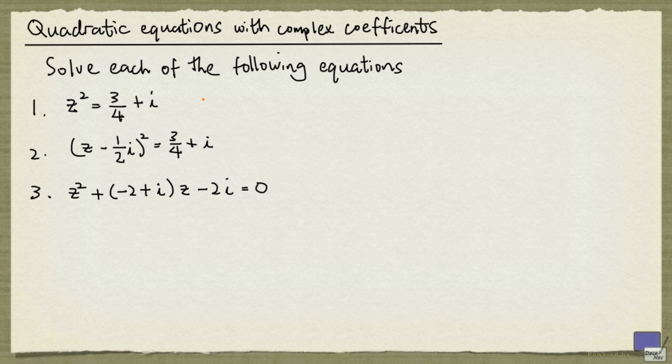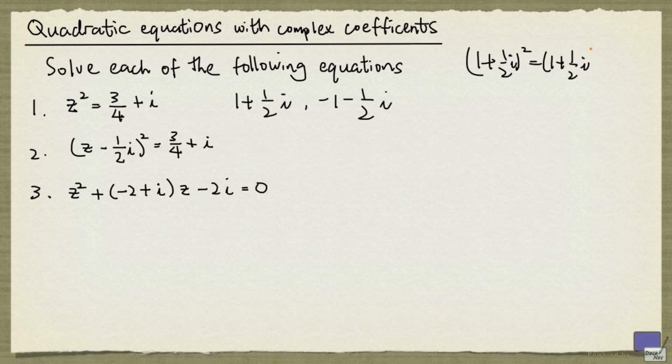And using the method we discussed in finding nth roots, we can find that the square roots are 1 plus 1/2 i and its negation, minus 1 minus 1/2 i. And let's just check that this is indeed one of the square roots. So (1 plus 1/2 i) squared is the same as (1 plus 1/2 i) times (1 plus 1/2 i).